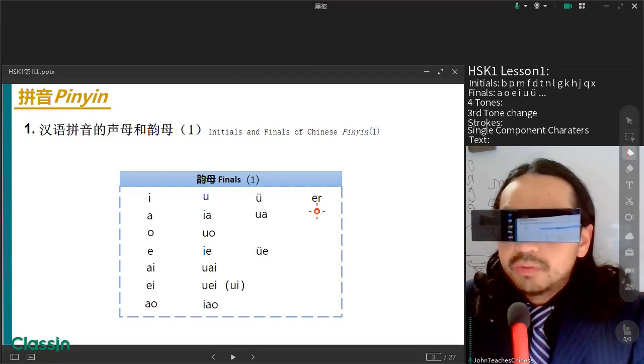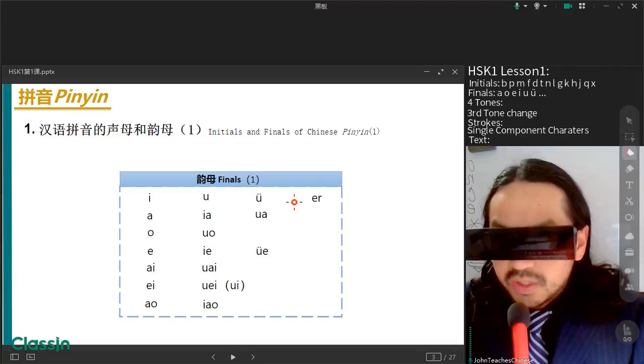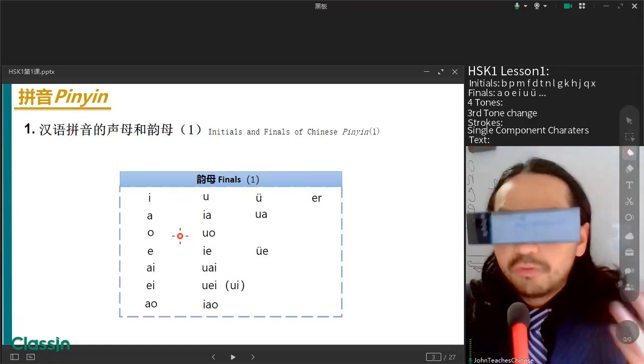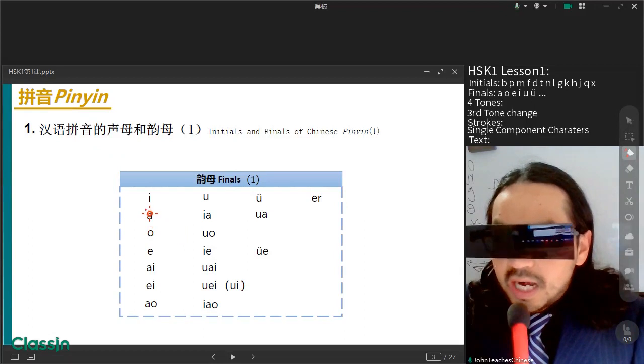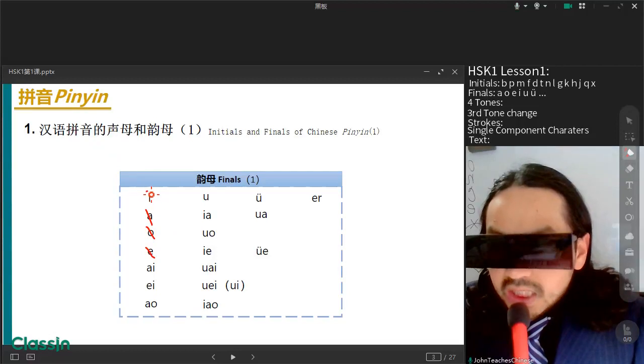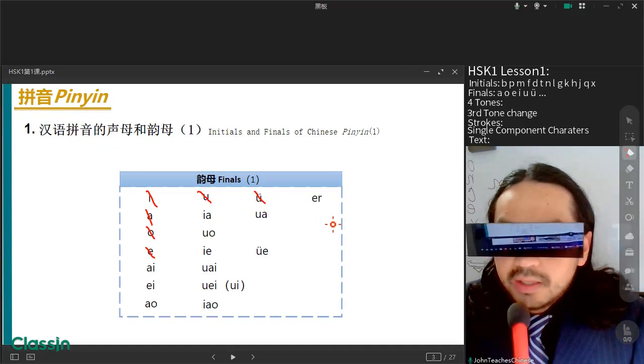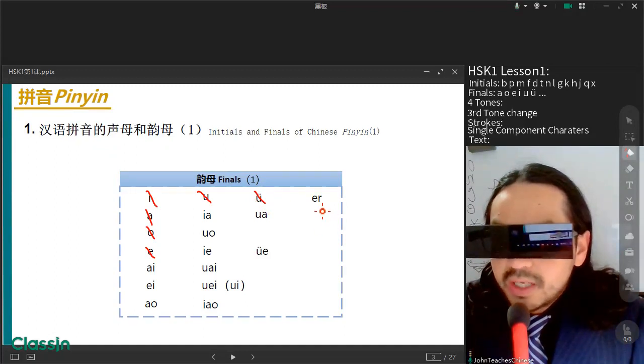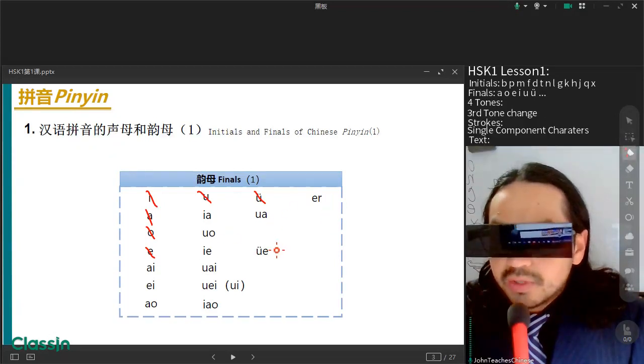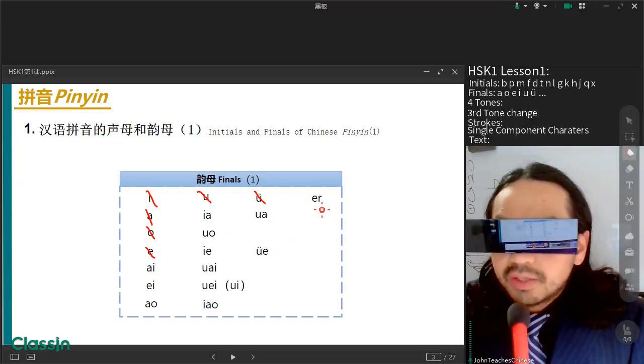In this few minutes, we're gonna go through some of the rest of the finals on this page. The rest of the finals are combined, which is a little more complex. So let's first have a small review of our former lesson: a, o, e, i, u, yu. I hope that you still remember. In this class, we're gonna go through the rest, line by line.